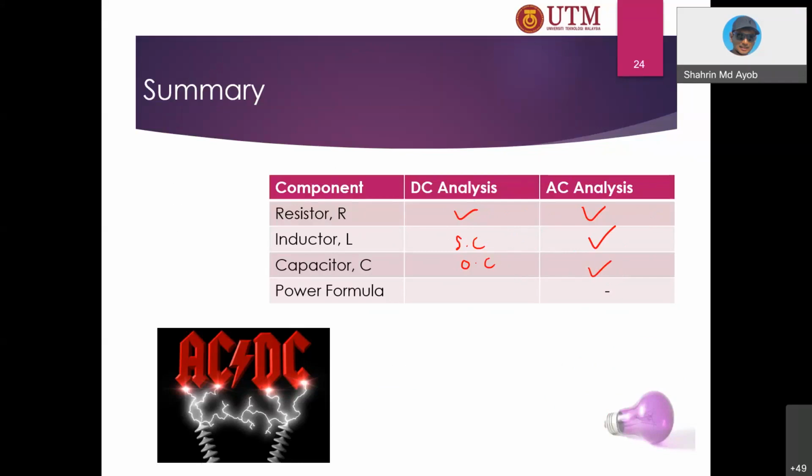And the power formula for DC is very simple, because only the resistor is available for DC. Inductor and capacitor are not available for DC analysis because the capacitor is an open circuit and the inductor is a short circuit, so only R. So you can just use VI or I square R. But for the AC analysis, since you have inductor and capacitor, your power is very complicated. So you have three types of power: P, Q, and also S.